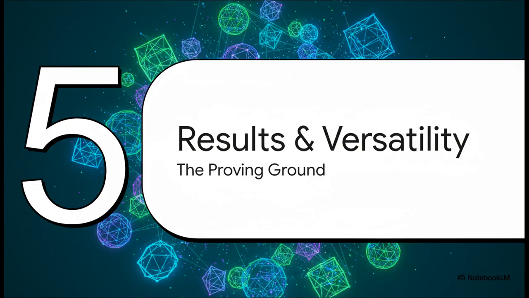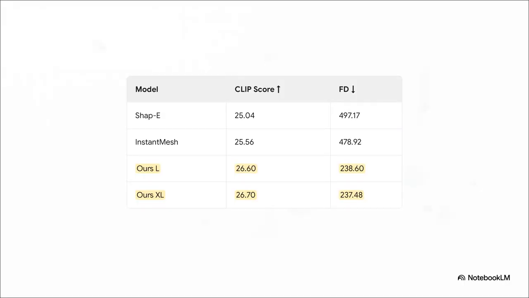This is where the rubber meets the road, where we look at the results and some of the really unique features that make Trellis stand out. First up, let's talk hard numbers. This table puts Trellis head-to-head with other top models like Shape-E and Instant Mesh. Now, we're just going to look at 2 key metrics here.